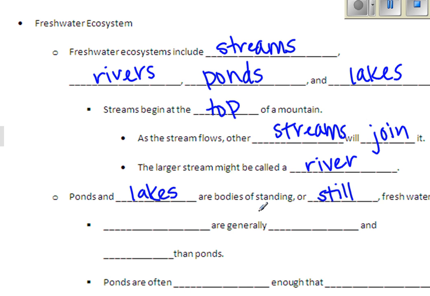Now, you might think, well, I've seen my pond and it doesn't look that fresh. Well, it doesn't matter if it has particles in it or not that would make it clean enough to drink necessarily, but it's considered fresh water because it does not have salt in it like an ocean. Okay, so any body of water that does not have salt in it would be considered fresh water. Okay, so what's the difference between a pond and a lake? Well, lakes are generally larger and deeper than ponds.